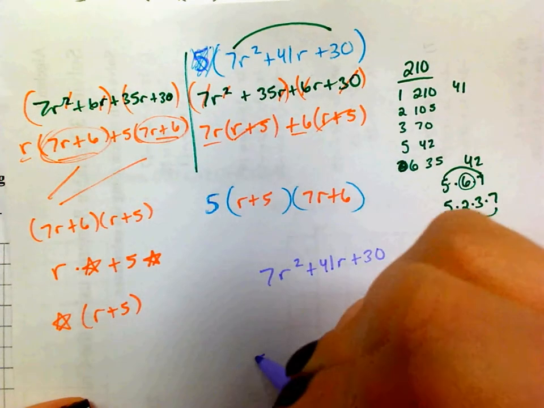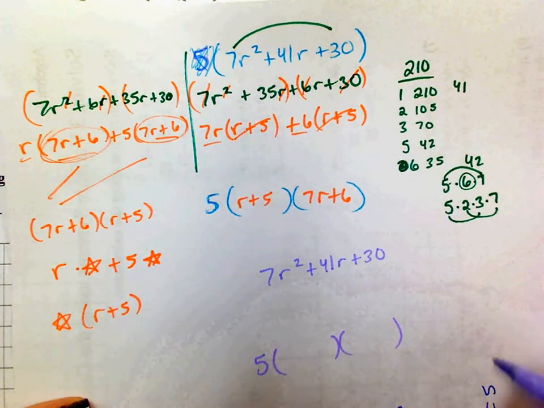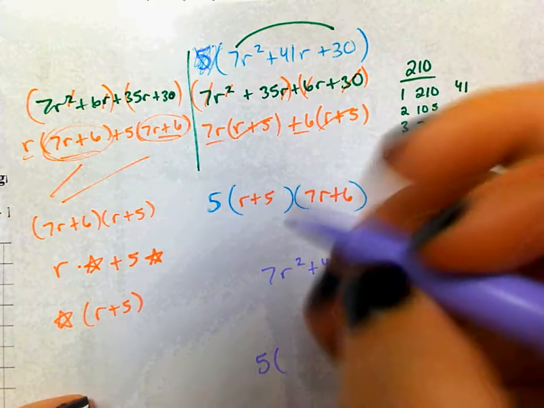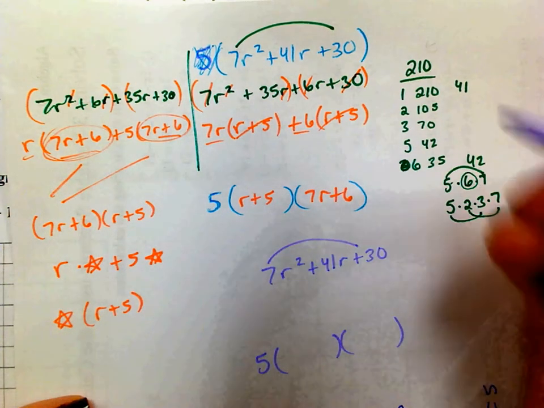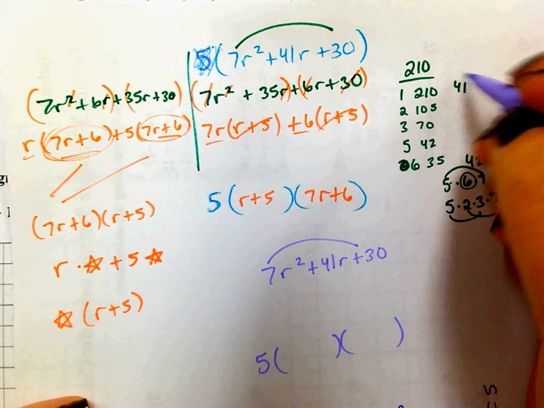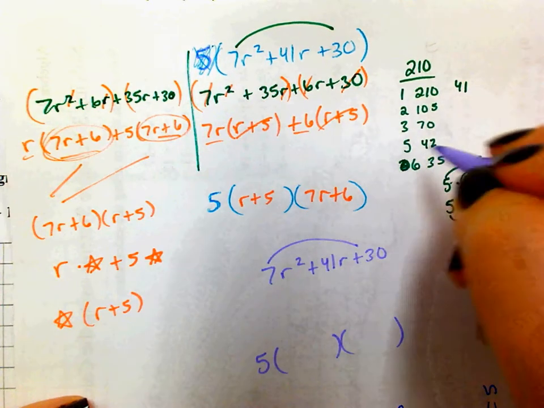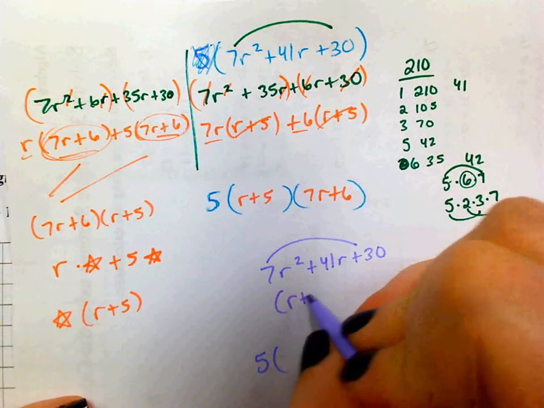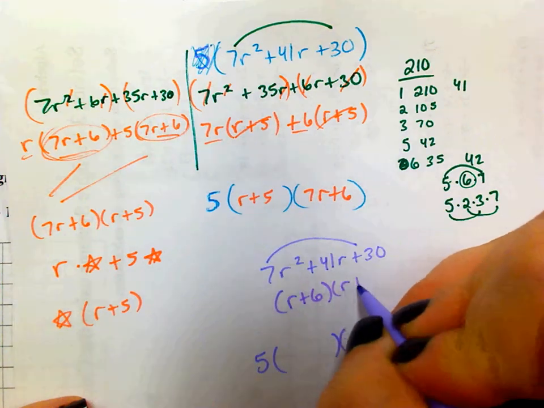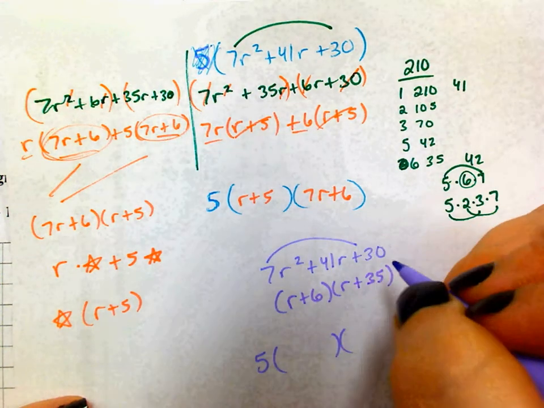So you got to be careful about that. What you do is you factor it like normal. 7 times 30 is 210. You need the factors of 210 to add up to 41, and it's 6 and 35. So you just pretend like that 7 wasn't there and that was just a 210. That would be your answer, right?